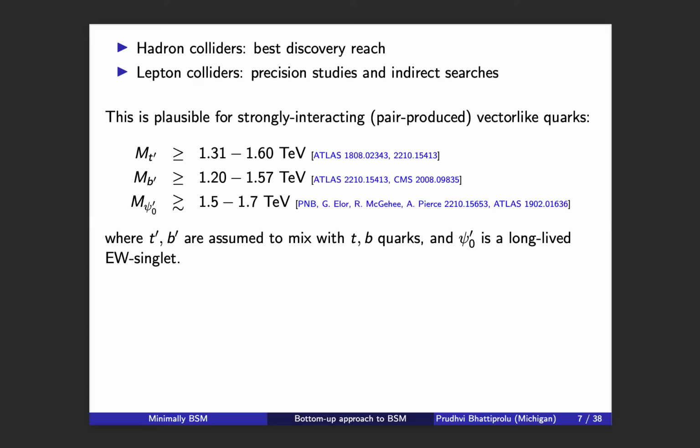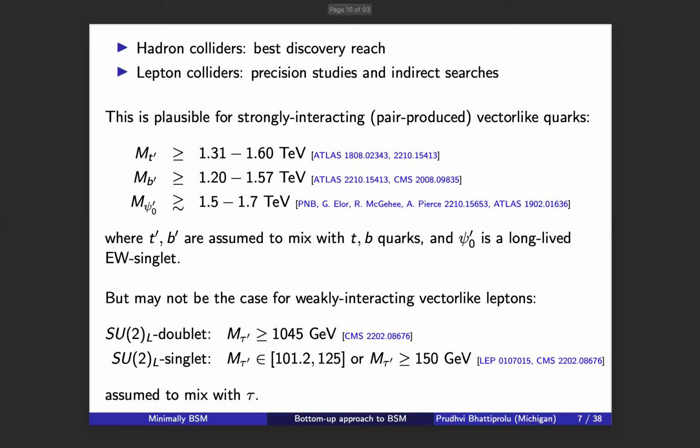And by the way, since this is an electroweak singlet, these are actually long-lived particles in a collider, so you can use R-hadron searches to constrain these. So for vector-like quarks, I agree that hadron colliders have the best discovery reach. But on the other hand, it might not be the case for weakly interacting particles, for example vector-like leptons, and especially for the singlet vector-like leptons that still have charge under electromagnetism.